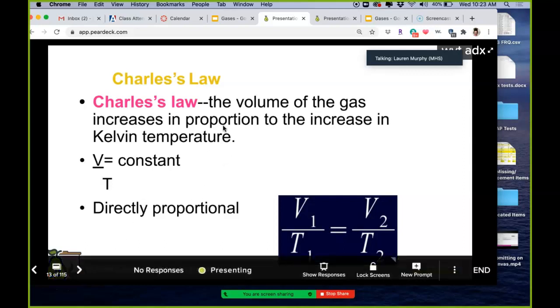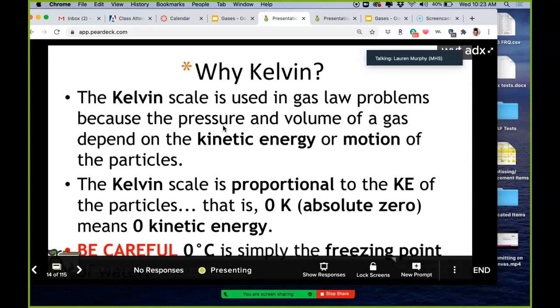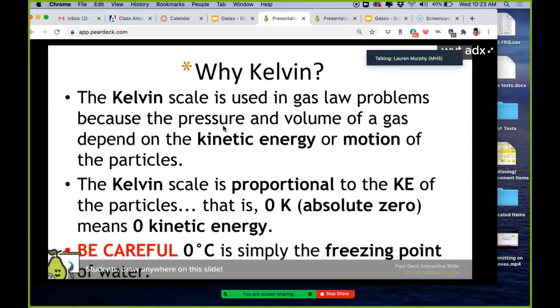Now, temperature has to be on the Kelvin scale, and the reason is that the Kelvin scale is the true zero scale. 0 Kelvin is the lowest temperature possible. It's called absolute zero, and theoretically, it's when molecules stop moving. They've never actually reached it. They've gotten really, really close, but the whole idea is that Kelvin is your zero scale.